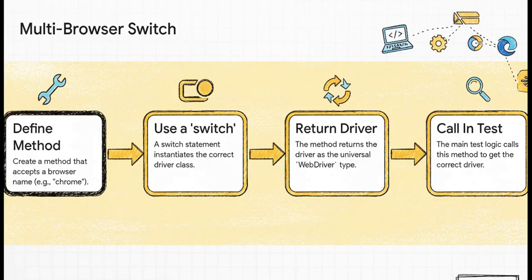So how do you actually use this in a real project? Well, it's this super elegant 4-step pattern. Step 1, you create one little helper method that takes in a browser name. Step 2, inside that method, a simple switch statement picks the right adapter, new ChromeDriver, new FirefoxDriver, you name it. But here's the magic. Step 3, the method returns that driver as the universal WebDriver type. Then step 4, your main test code just calls this method, staying completely clean and beautifully unaware of which browser is actually doing the work.